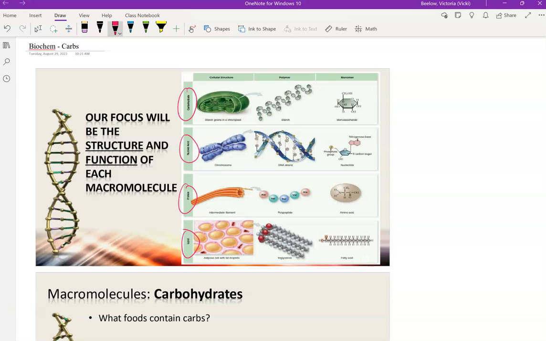So what do they look like, chemically speaking? And then we're going to talk about their functions. This is also part of structure. We're going to talk about what they do, what their purpose is, what their role is in living things.